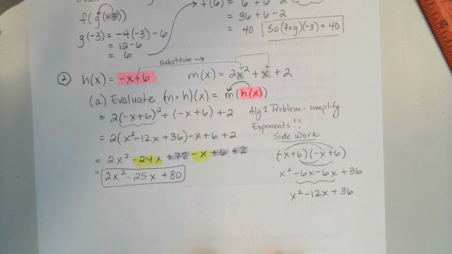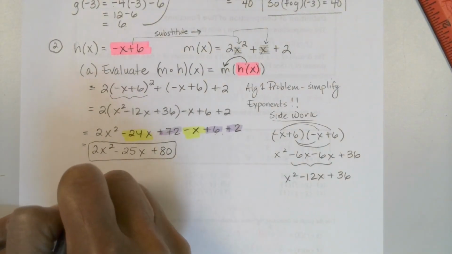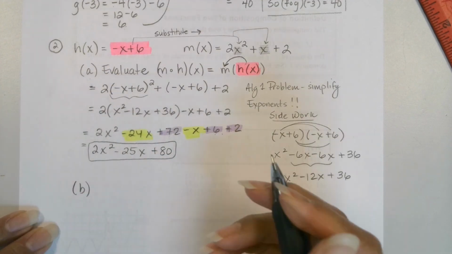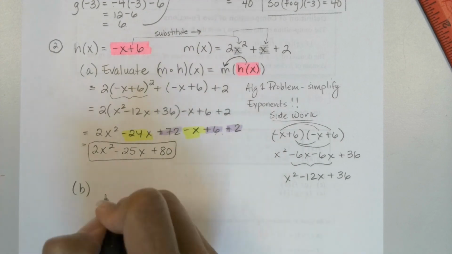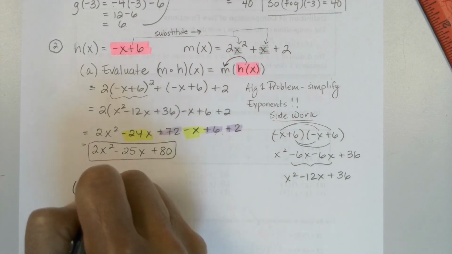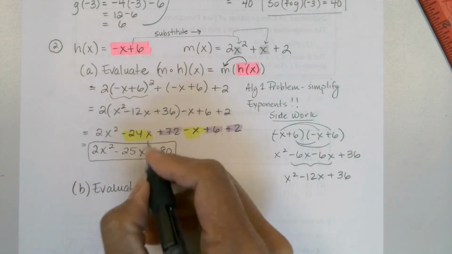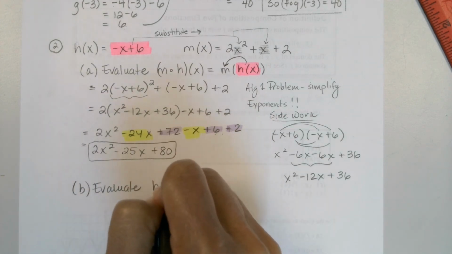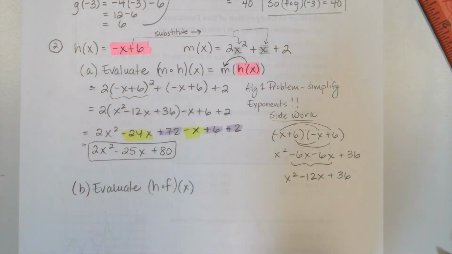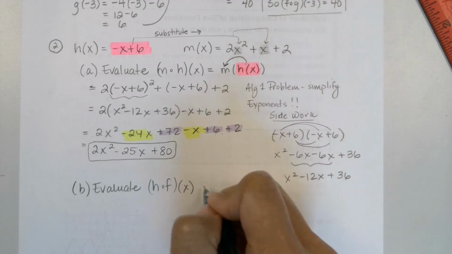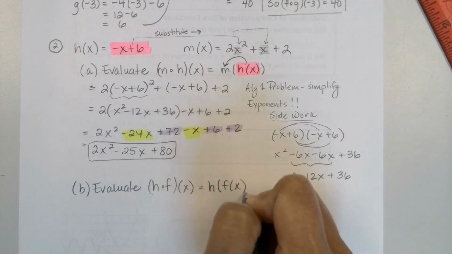And now I want you to do 2 part B, whereby we go in the opposite direction, and I want to prove to you that composition is not commutative, okay? So let's evaluate h of m of x. Okay, so we rewrite that as h of f of x.